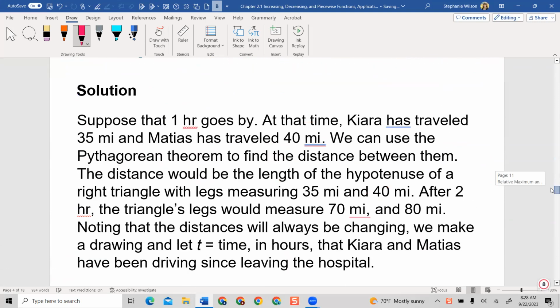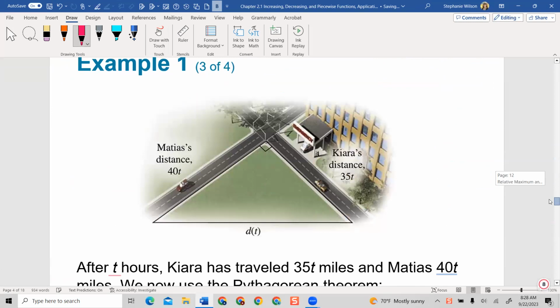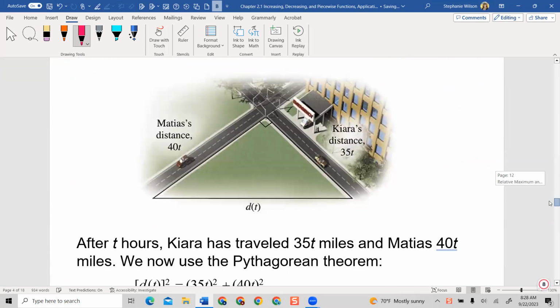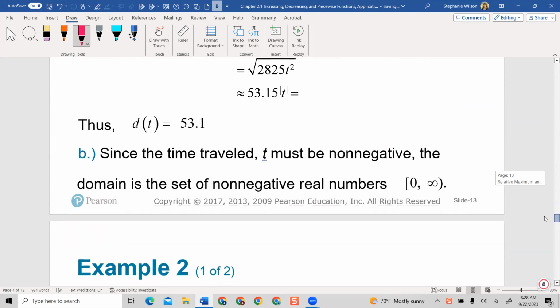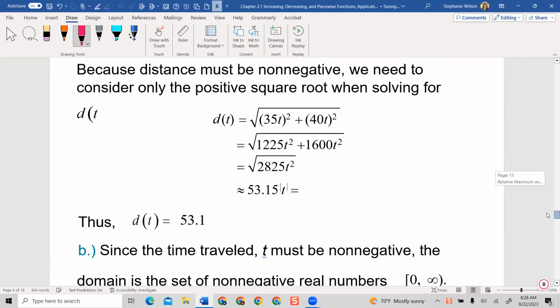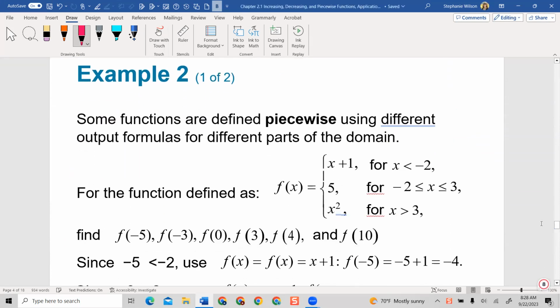Okay, so this here is the solutions. If you want to pause it and read over it, here's the illustration, a good drawing here. And then here is the worked out part. So if you want to check it out, check it out. And let's pause there. So now let's do our next example. Our next example says, let's talk about a piecewise function.